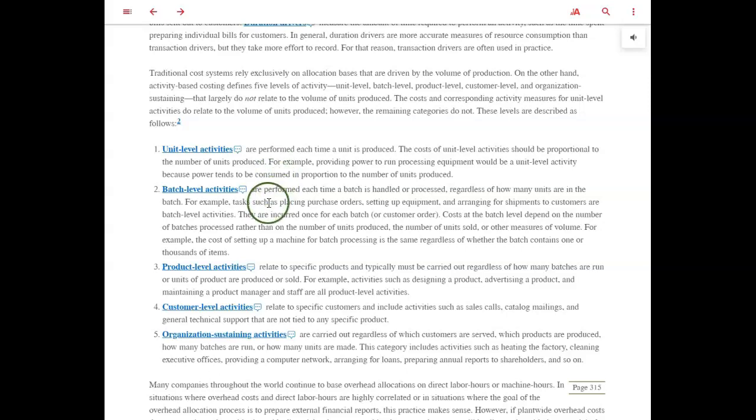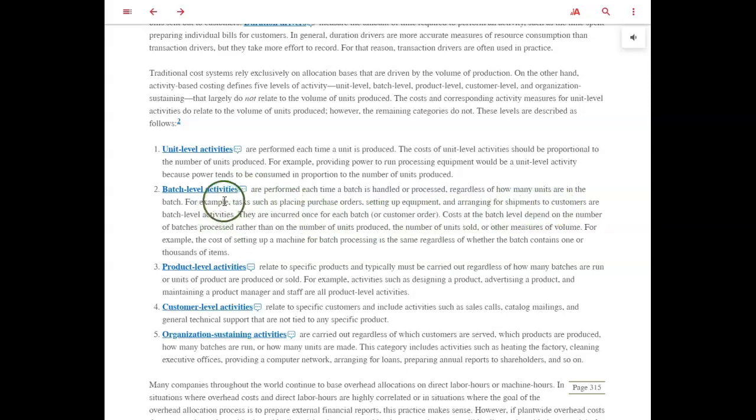Now batch level cost, of course, relate to units. You're producing so many units in a batch, but batch cost will be like the setup cost, setting up the equipment in this example for production. So it doesn't matter if you're going to produce like 100 units or 1,000 units. To produce a certain product, you have to set up your machines in a certain way. And so these are batch level cost, and it can be, we're going to look at these as setup cost in a lot of examples, arranging the equipment or shipments for the customers.